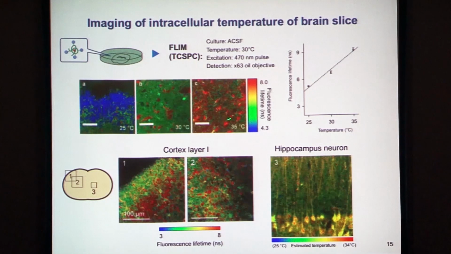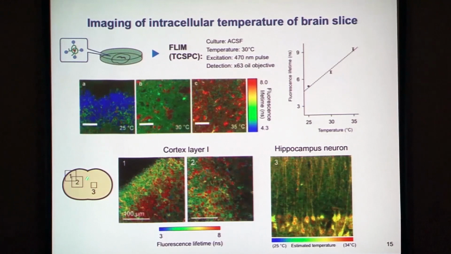So this is like a control experiment. When you change the temperature of the medium, the fluorescence lifetime becomes longer. So this can be a calibration curve for determining the intracellular temperature in the brain slice.